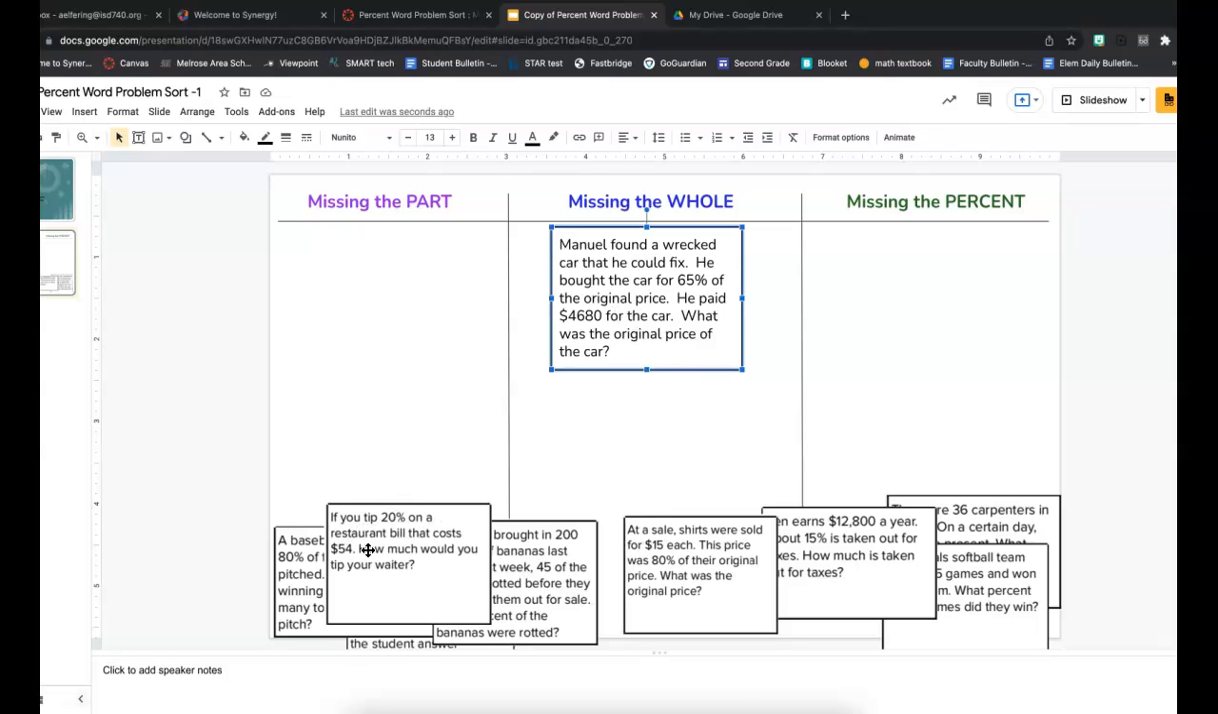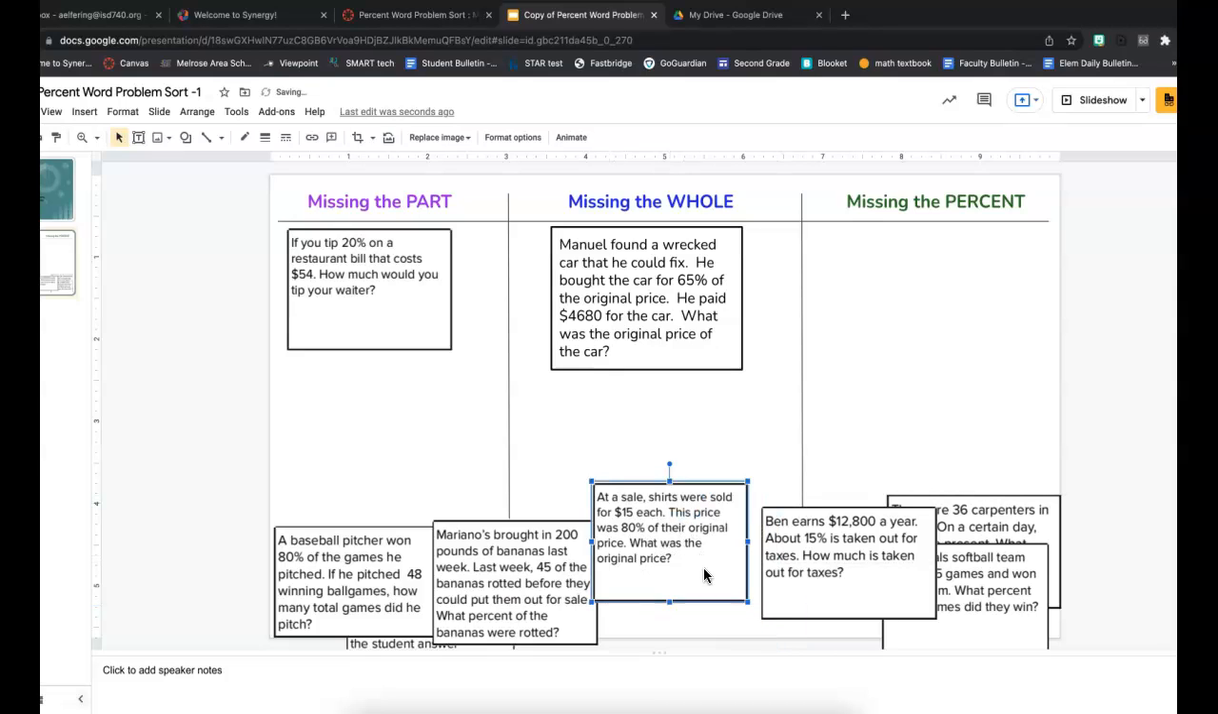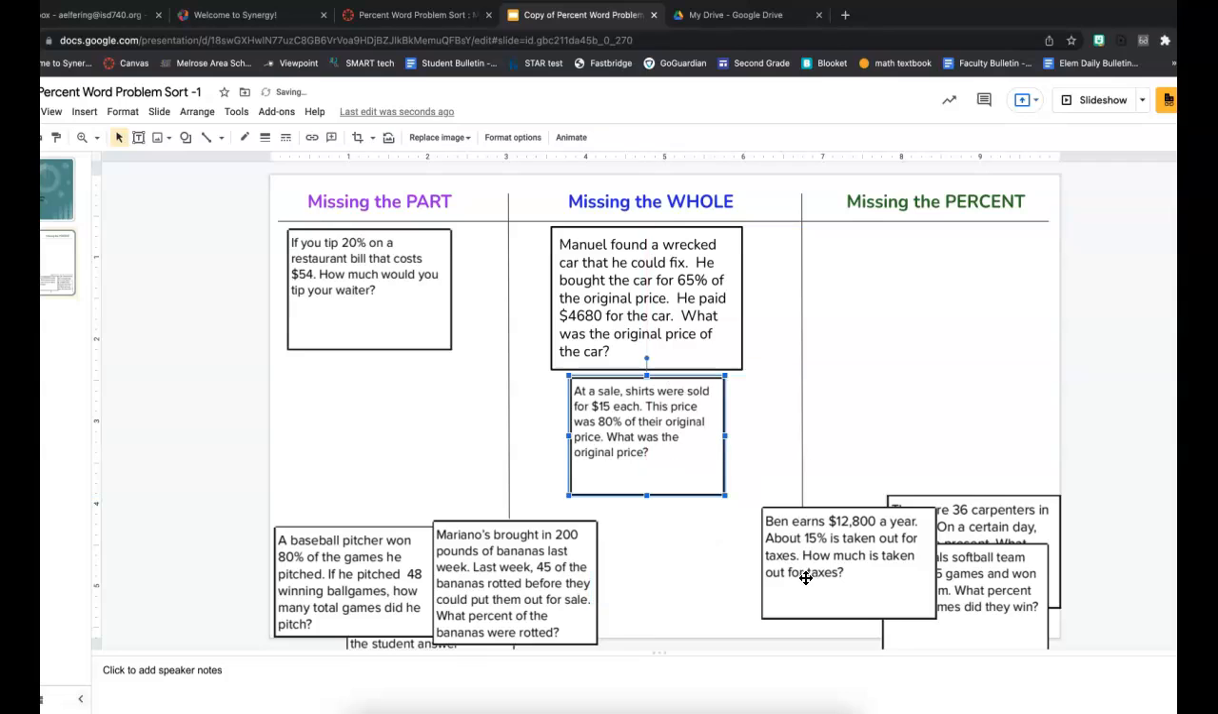You tipped 20% on a restaurant bill that cost $54. How much would you tip the waiter? What are we missing on that one, Paige? The part. Missing the part. The tip is the part. The whole bill is $54. All right. At a sale, shirts were sold for $15 each. This price was 80% of the original price. What's the original price, Josh? Missing the whole. Original price, if you're looking for the original price, that's always the whole amount.